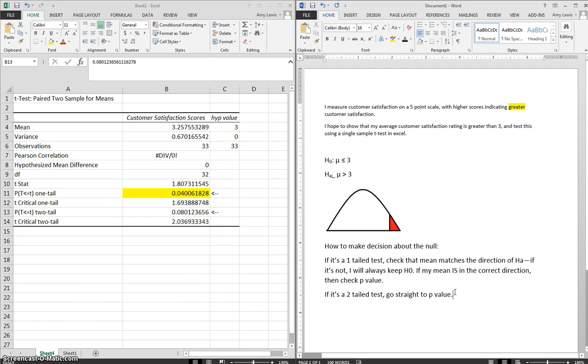And then once I have the correct p-value, I'm going to compare it to alpha. In this case, we're going to use alpha of 0.05. And that's just the convention we'll use in this course. So here's my decision rule, and this is really important for us. If p is less than 0.05, that is alpha, then I'm going to reject the null.